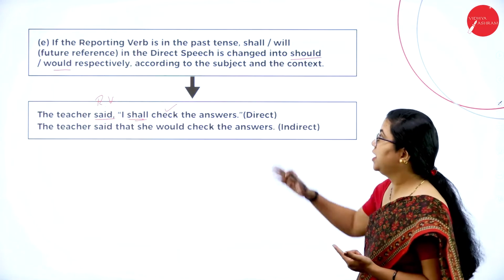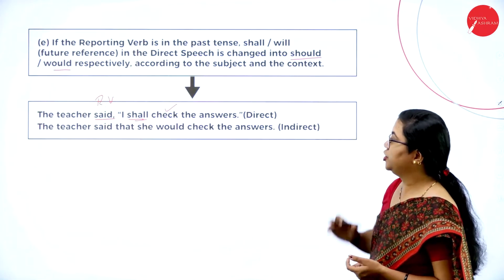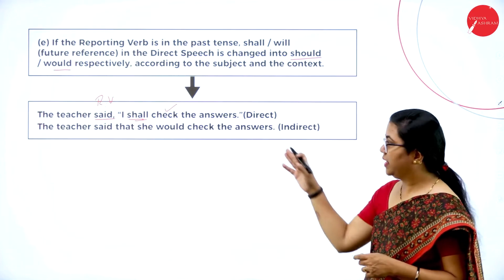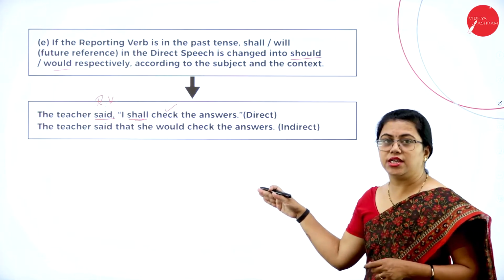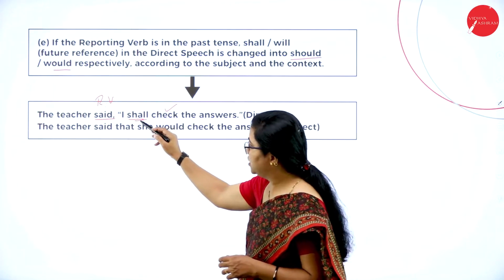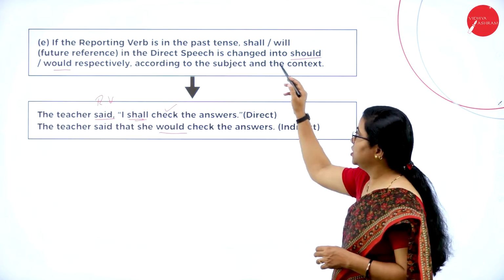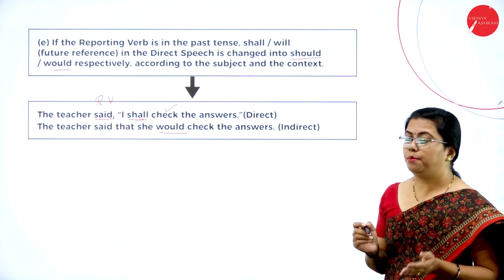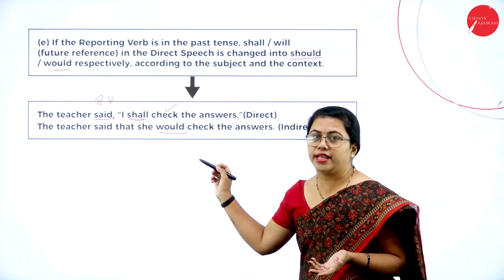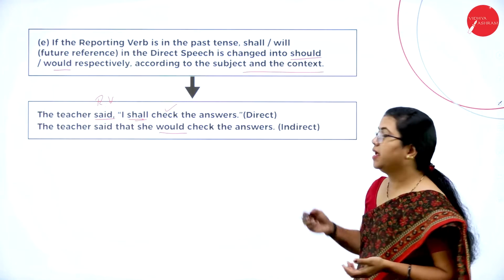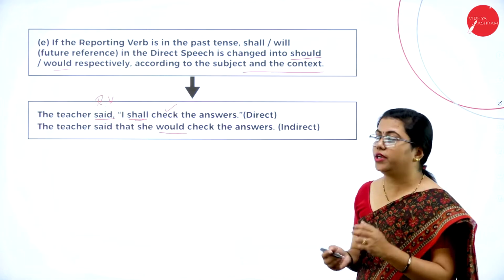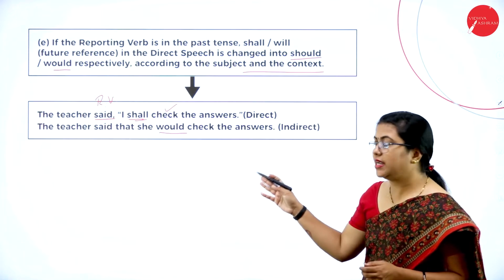So how do you change it? According to the rule, shall will be changed to should. Fine. But here you cannot write should check the answers. But here you have to change it as she would check the answers. As a general rule, it will be changed to she should. But here according to the context. So here there is another condition given, right? Based on the subject and the context, this has to be changed. So that's the reason I took this example.